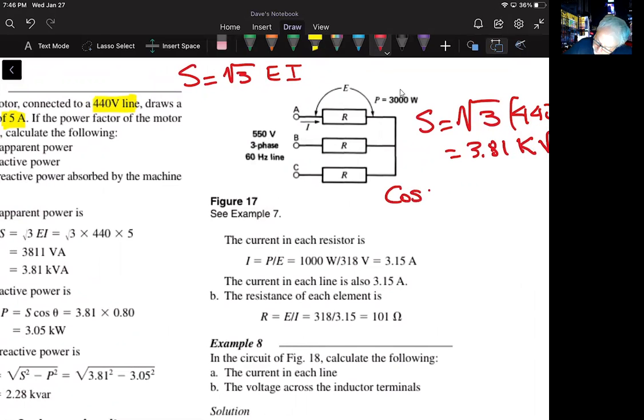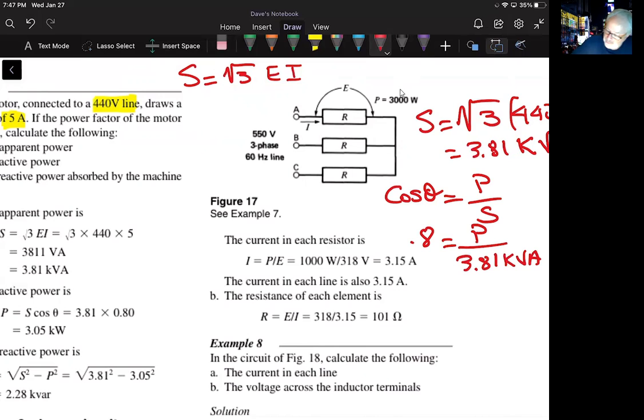Now, I also have an equation: the cosine of the angle, and we know that angle is between the line current and the line to neutral voltage, is equal to active over apparent. I'm told that the cosine is 80% or 0.8. Active, I don't know, but I do know apparent is 3.81 kVA. And so to get where I need to be, I solve this for active power. I multiply 0.8 times 3.81, and I will come up with 3.05 kW.